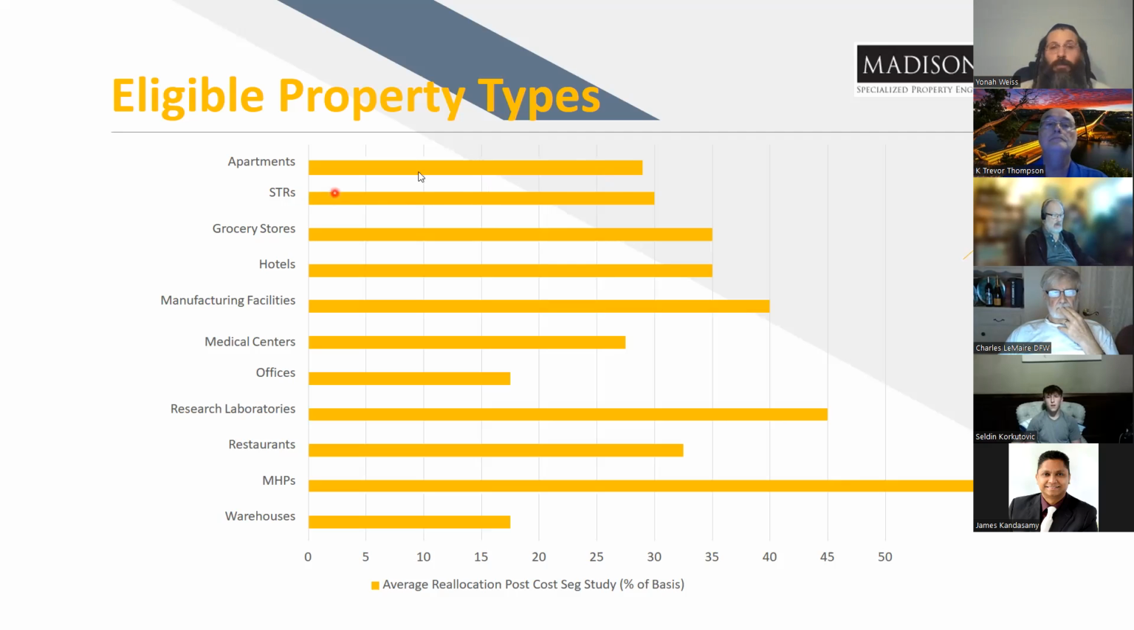Short-term rentals are also a huge one, about 30% on average. Grocery stores and hotels have a lot of equipment, a lot of furnishings. That's where you're going to get more. Offices, a little bit less. Warehouses, a little bit less. Mobile home parks, as you can see, are really off the charts, because essentially all you're buying is the land, but the land improvements, what's on top of the land, are the majority of what you have there. So mobile home parks can literally be 50 to 80%. So a large amount there.